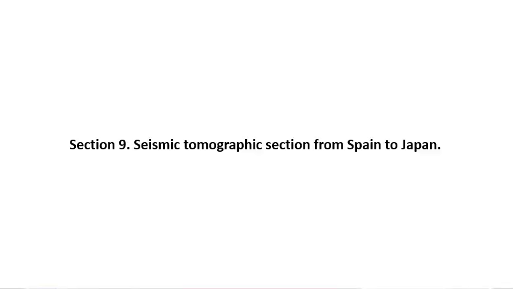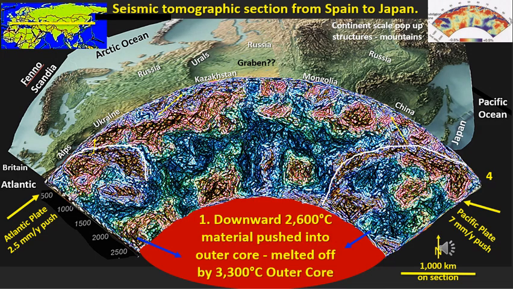We'll now look at section 9, the seismic tomographic section from Spain to Japan. This image is from Spain to Japan. The top right image is the original image that the enhanced image was derived from. The seismic section from Spain to Japan is similar in tectonics to the America to Arabia section, in that it has the African-Europe collision zone in the west and the Japan-Pacific plate subduction in the east.